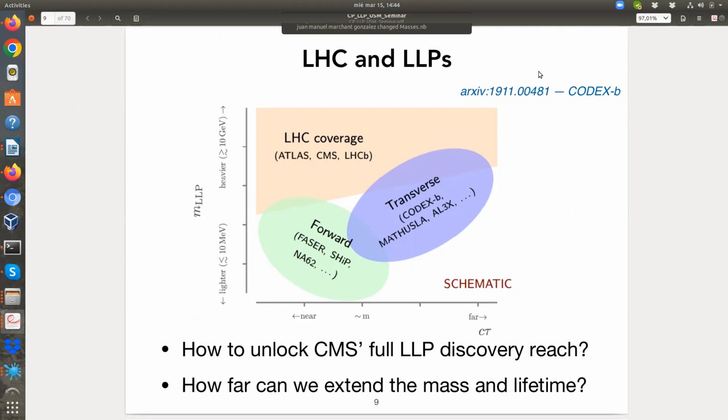But the question is, where does the boundary lie here? And I'm a CMS person, so I'll try to push this one as far as possible. How do we unlock the CMS full potential for LLP discovery? Because this plot was made from first principles, and at the end of the day, the details are important to draw the line where you can reach. How far in lifetime can we go? Can we actually compete with these dedicated experiments that are meant to have the longer lifetime range? That's one of the questions I will try to answer. How low in mass can we go?